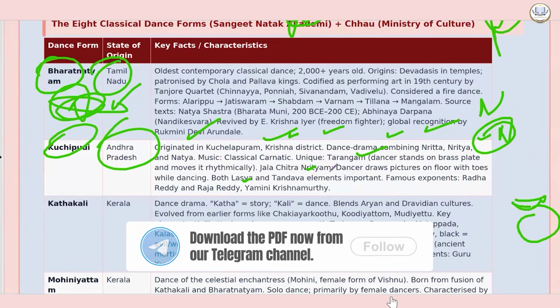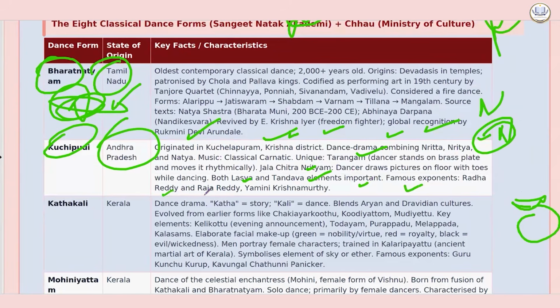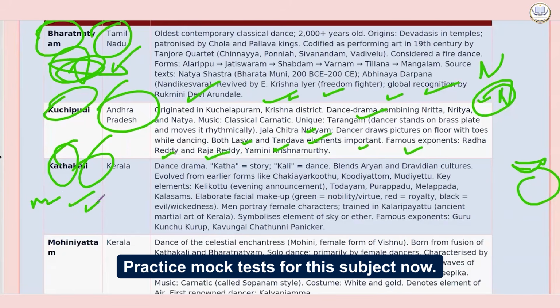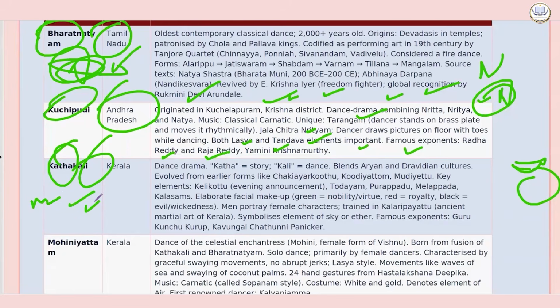Both Lasya and Tandava elements are important, and famous exponents are Radha Reddy, Raja Reddy, and Kelucharan Mohapatra. Kathakali of Kerala is a dance drama. Katha is story, Kali is dance, and it blends Aryan and Dravidian culture, evolved from earlier forms like Chakyar Koothu, Koodiyattam, and Mudiyettu. Key elements are Keli Kottu, the evening announcement, Todayam, Purappadu, Melappadam, Kalasams.